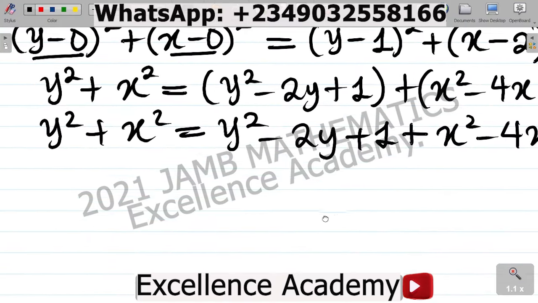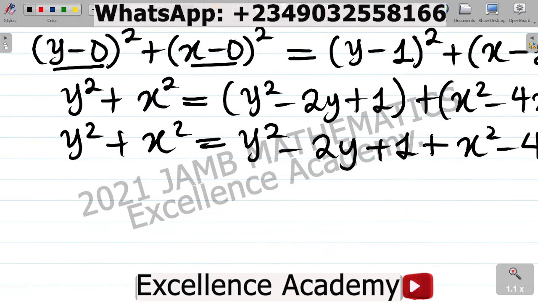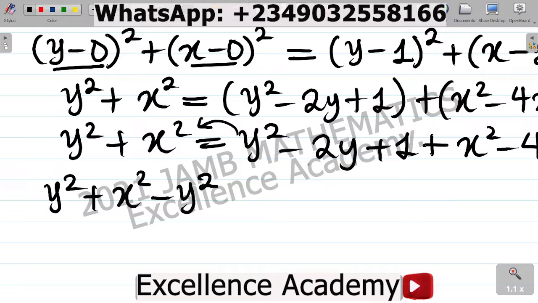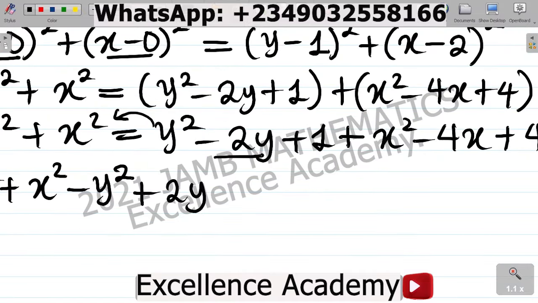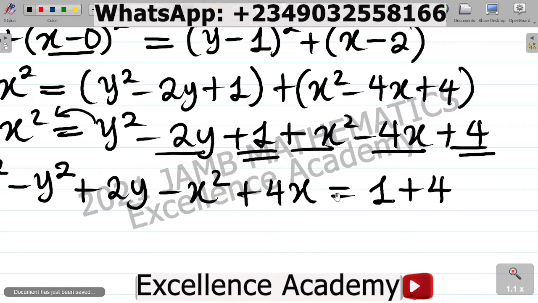Okay, so what next? The next thing we want to do here is to move all the terms having X and Y to the left hand side. So this becomes Y squared plus X squared. Move this over, it becomes minus Y squared. It was plus. Move this over, it becomes plus 2Y. It was negative. Also move X squared over, it becomes minus X squared. Move minus 4X over, it becomes plus 4X. So that's all the terms with X and Y. You're left with plus 1 and then plus 4.